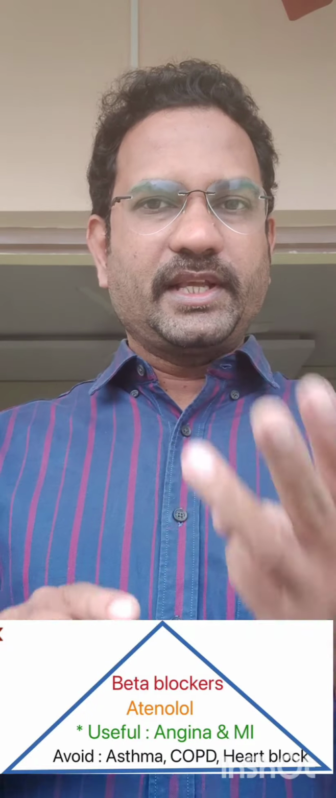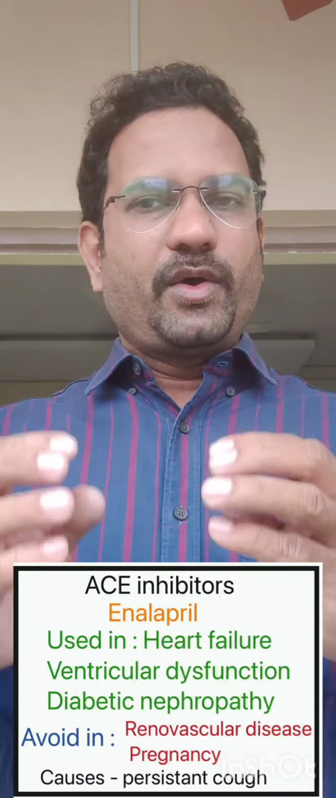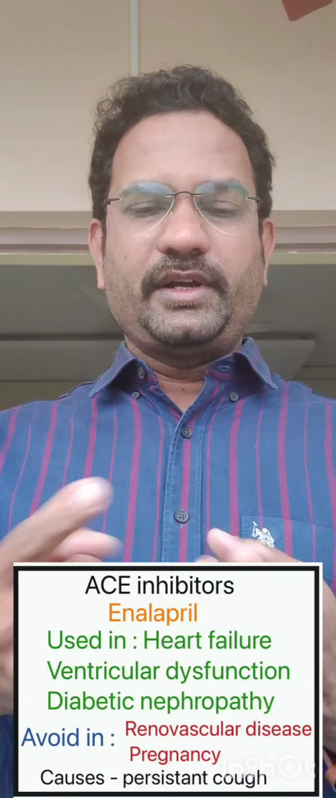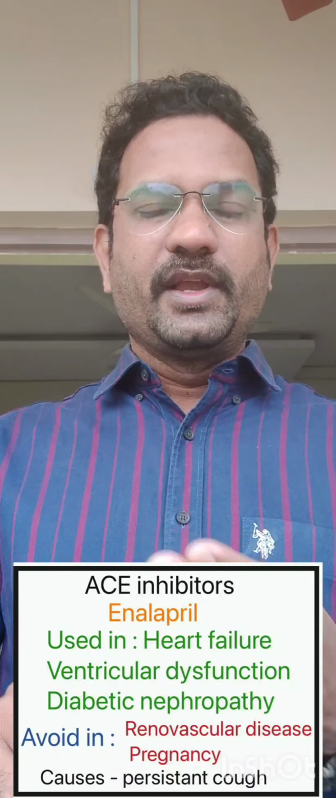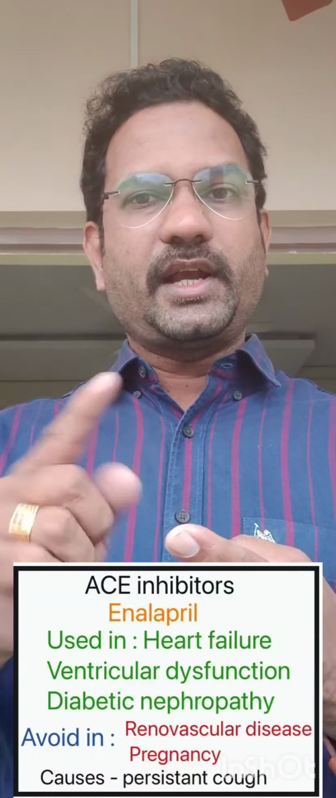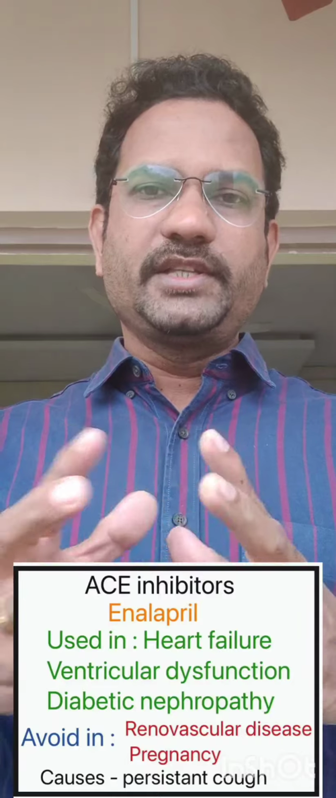Now, after these two, the next class is ACE inhibitors. The prototype drug is enalapril. Now, ACE inhibitors are widely used to treat heart failure, diabetic nephropathy, and ventricular dysfunction also. But they should be avoided when people have renovascular disease, and they should be avoided in pregnant women also. Now, the major problem with ACE inhibitors is they cause persistent cough. Now, these three are the first line drugs.